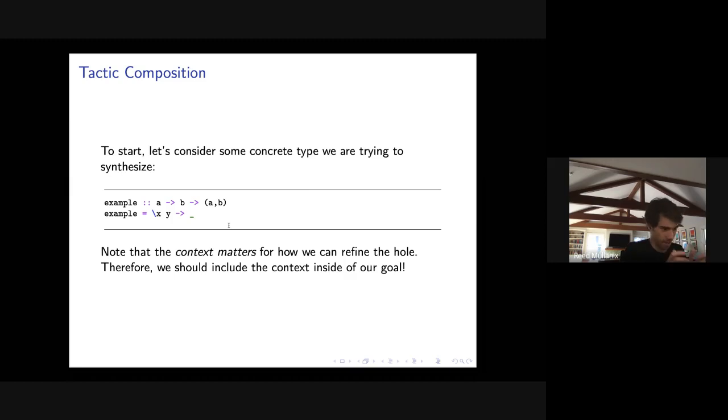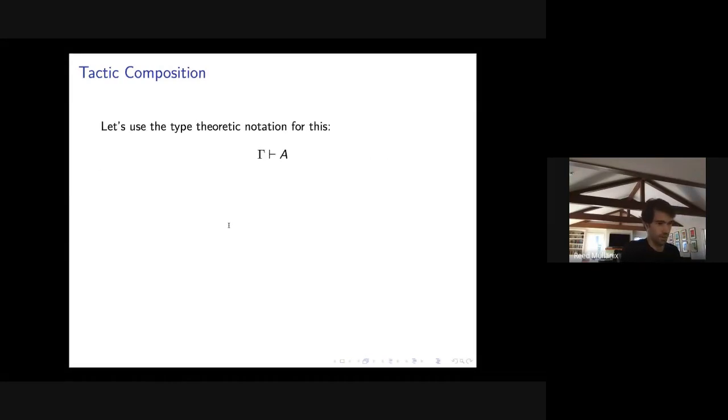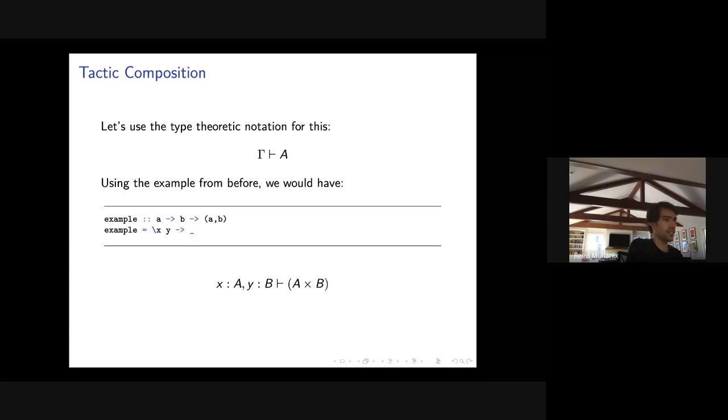So when we're trying to synthesize something, our goals aren't necessarily types. They're types in a context, right? So there's a bit of notation here, in case no one's familiar with this. The type theoretic notation here is gamma turnstile A, which means we have some context, gamma, and then some type A in that context. So the example before would be we have an X of type A, a Y of type B, and we're trying to produce a pair of A and B.